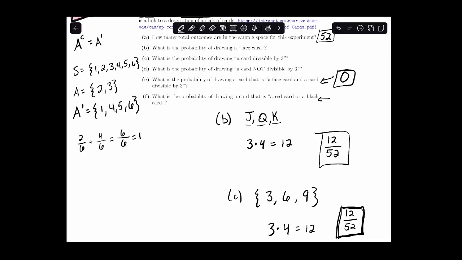Part F is worded a little bit differently. It says, what's the probability of drawing a card that is a red card or a black card? Well, any card is either going to be red or black. And so this probability will be 1 because no matter what, I will get something that is either red or black. If I had crossed this word "or" out and said "and," it wouldn't be possible to have something that was both red and black simultaneously, and that would change it to 0. But because it said "or," the probability would be 1.